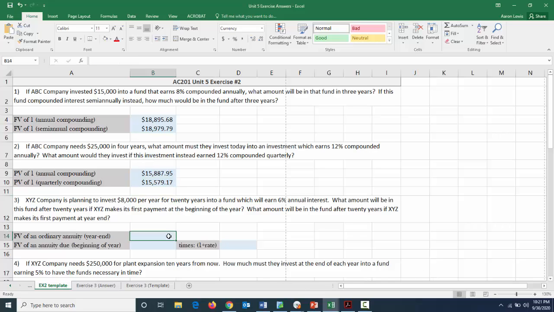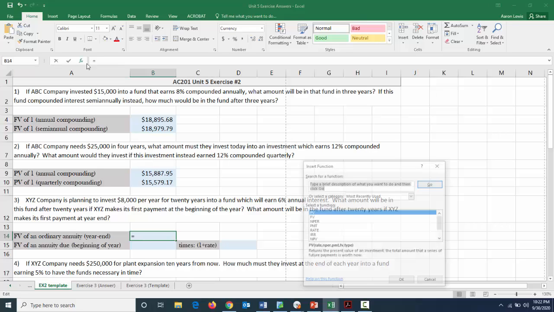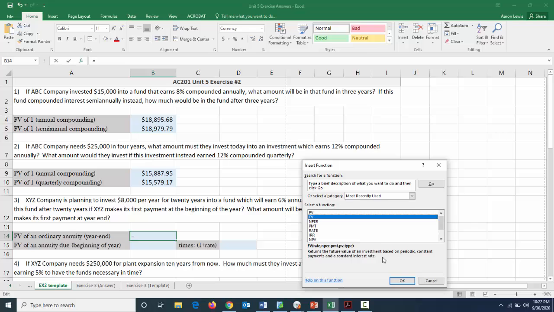How are we going to figure this out? Well, we're putting an amount of money in, and we're putting it in each year for the next 20 years. It's the same amount, it's $8,000. We're putting it in at regular intervals. That is by definition an annuity. We're trying to figure out what that series of payments is going to be worth in the future. So we're going to use the future value function.